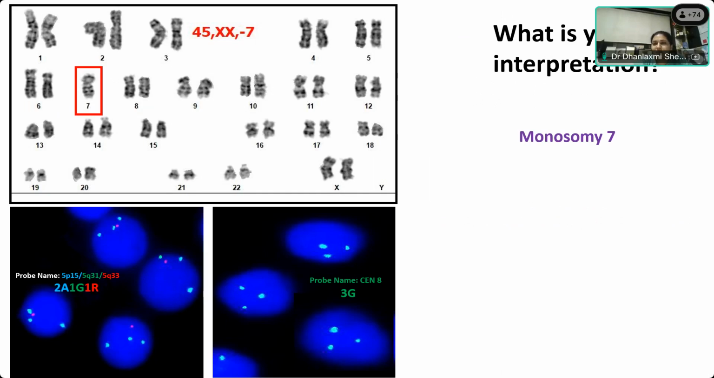Deletion 5q. Okay. Yes, the majority have answered deletion of 5q. Yes, exactly, right. Now coming to the right-hand side FISH image, here we have used a centromeric probe for chromosome 8, and this is colored green, right? And we're getting 3 green signals. So what could be the result?